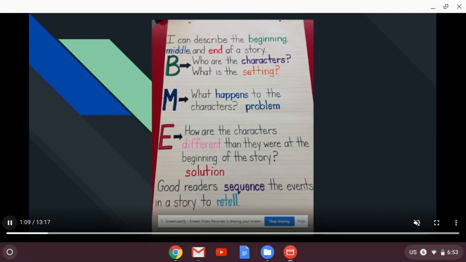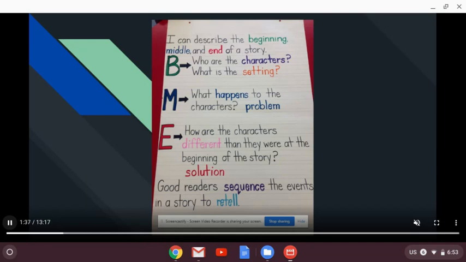Okay, so you're able to describe the beginning, the middle, and the end of a story. In the beginning, you're introduced to characters, and there's a setting. We've talked about that. Based on the characters, what are their character traits? What is the character doing? Where are they? What's happening? Then when you get to the middle, there's things that are happening with those characters. There's a problem. And when there's a problem, there tends to be a solution, which happens at the end. So how are the characters different than they were at the beginning of the story?